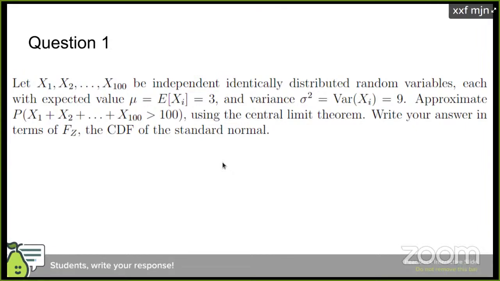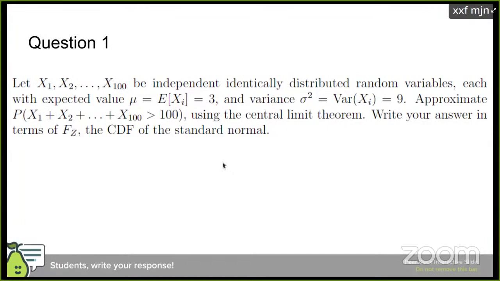So consider x1 plus x2 plus dot dot dot plus x100 as a sum. This sum is a new random variable, so consider this as y. So y is equal to x1 plus x2 plus until x100, right? And each xi here has mean equal to 3 and variance equal to 9.